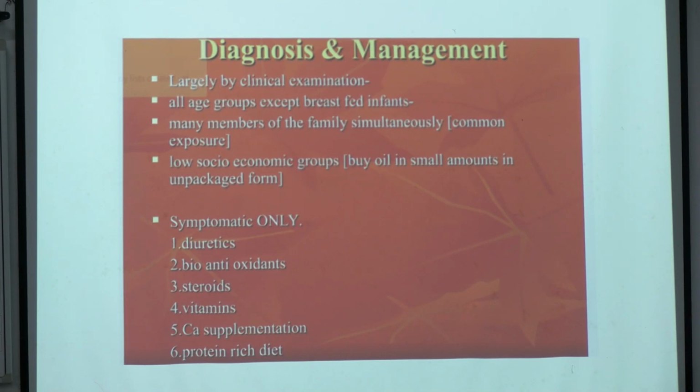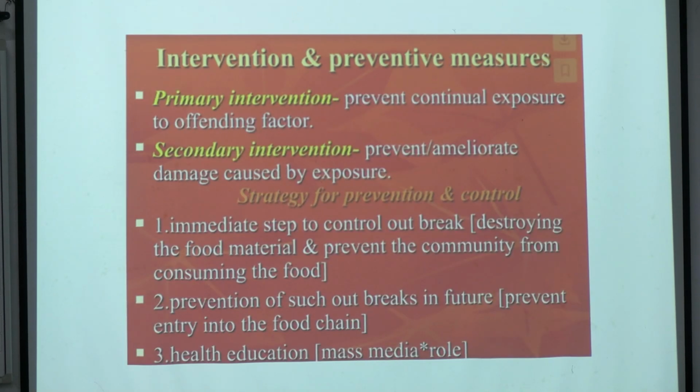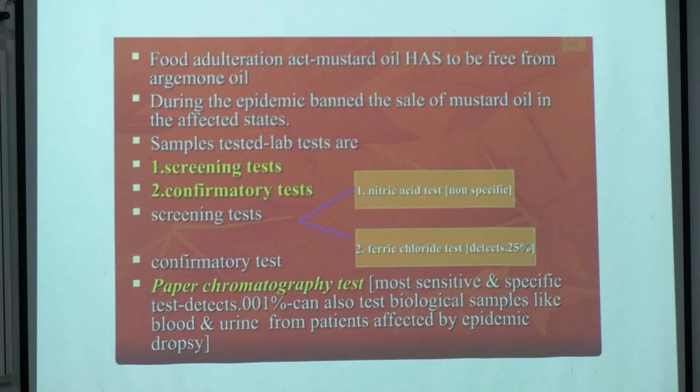Diagnosis is by clinical features and management is basically symptomatic. Commonly, many members of the family are affected because they are all taking the same thing, and it occurs in lower socioeconomic groups. The management is symptomatic: diuretics, antioxidants, steroids, vitamins, calcium supplementation and a protein-rich diet. Intervention includes primary prevention, preventing exposure; secondary prevention, preventing chronic damage; immediate steps to control an outbreak; and prevention of outbreaks in future through health education and mass media.